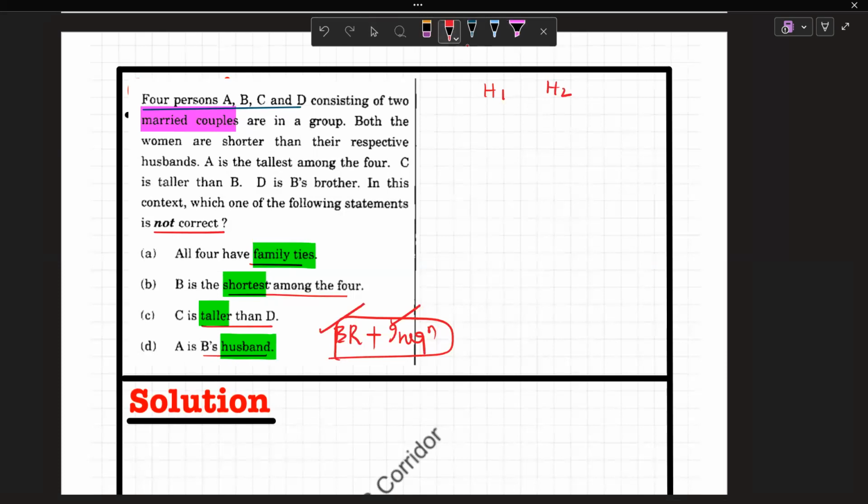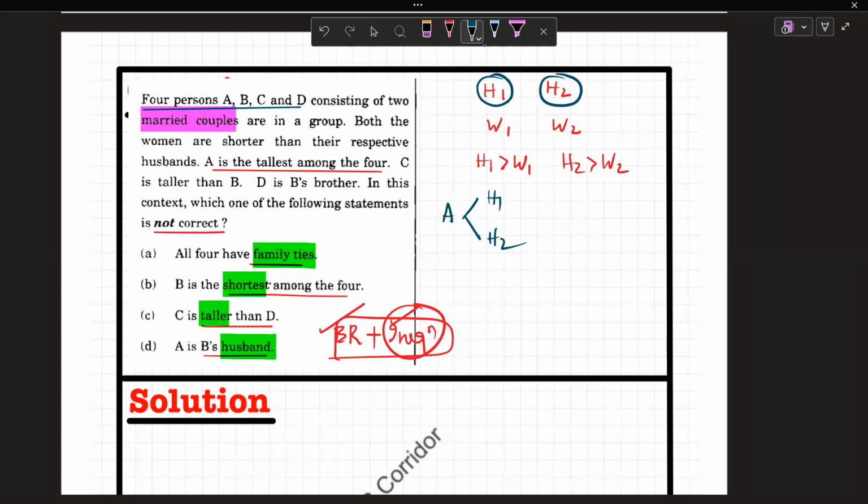Husband 1, husband 2. Woman 1, woman 2. What we have understood here is both the women are shorter than their respective husbands. So H1 is greater than W1. Why do I have to keep track of this? Because inequation की बात हो रहा है. H2 is greater than W2 because both the women are shorter than their husbands. A is tallest among the four. Now, since A is tallest among the four, can I say either A will be H1 or H2? Anything is possible. Clear? So, one thing I have observed here is A can be either H1 or H2.